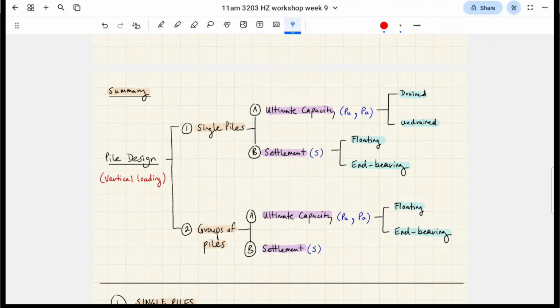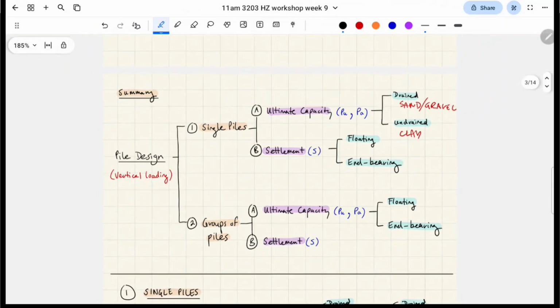For ultimate capacity design, it matters whether your soil is drained or undrained. You'll learn that, at least in this topic, it's actually a very simple difference. Drained and undrained is about how the soil behaves in the presence of water, in other words, how it flows through and all that stuff. But effectively in this topic, drained just corresponds to sands and gravels, and undrained just corresponds to clays. It's that simple, right? And floating and end-bearing piles, again, is what I covered just above, and that's to do with how the bottom of the pile sits, right? Does that make sense so far? Okay.